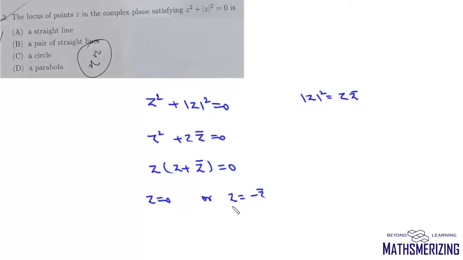Now when Z is minus Z bar, it means it is purely imaginary. And Z is equal to 0 is the origin, which will also lie on this line. So the locus of point Z will be a straight line, and that's your option A.